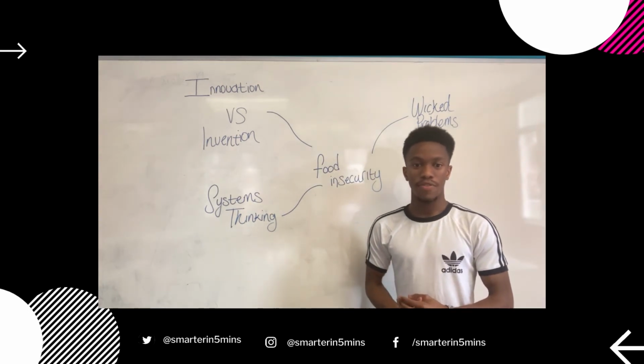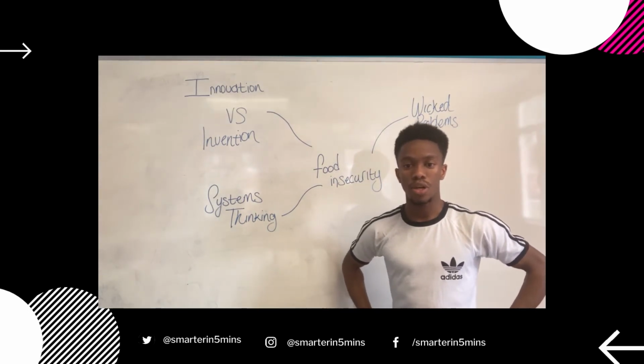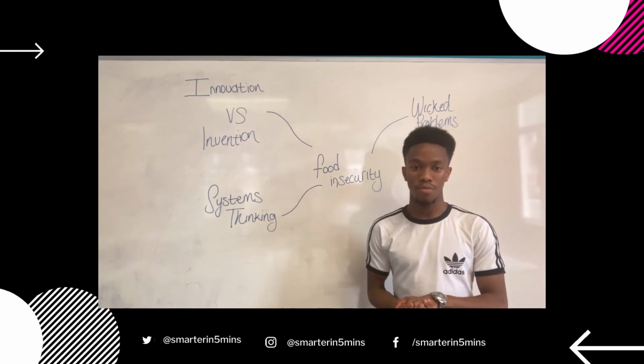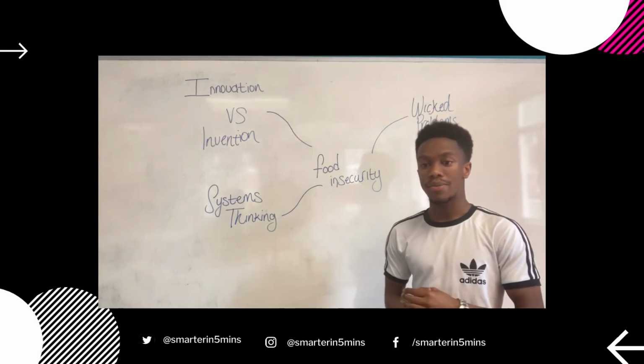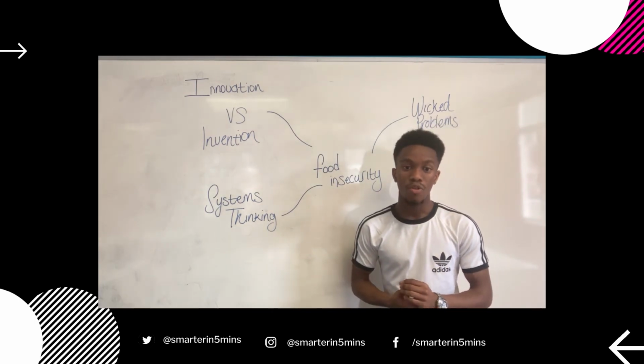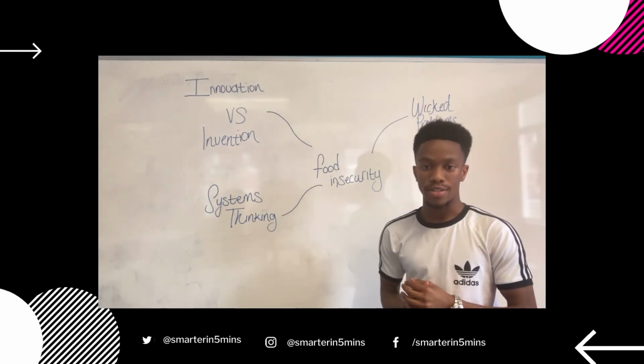This is why it is effective to use systems thinking to solve a wicked problem, which has many aspects and other problems. A wicked problem such as food insecurity is linked to many other systemic or social issues and therefore needs a systemic approach to solving it.